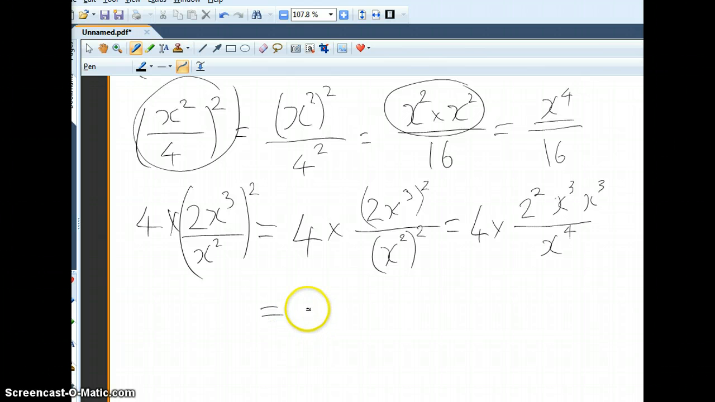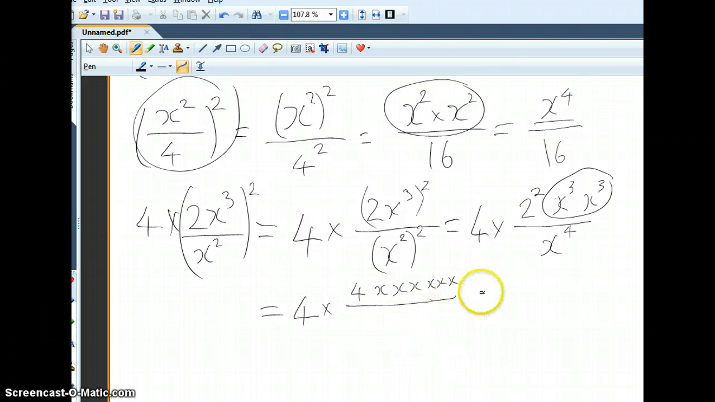Carrying on. The 4 is still enjoying a free ride. And I'm going to just work on those x cubed times x cubed. I could write it out longhand. I'm actually going to turn the 2 squared into 4, and I'm going to write out x cubed just means x times x times x times x times x times x. Okay, 6 of them. So I could cancel all those and just write a 6 there.